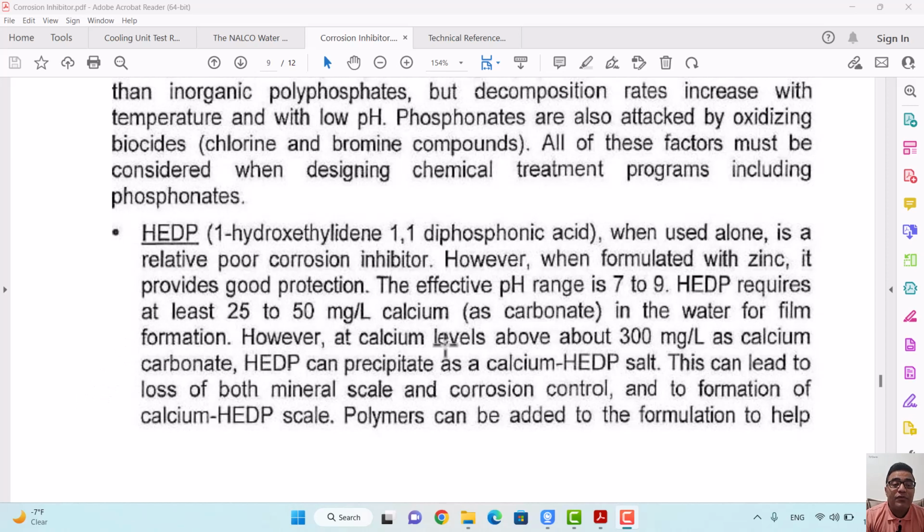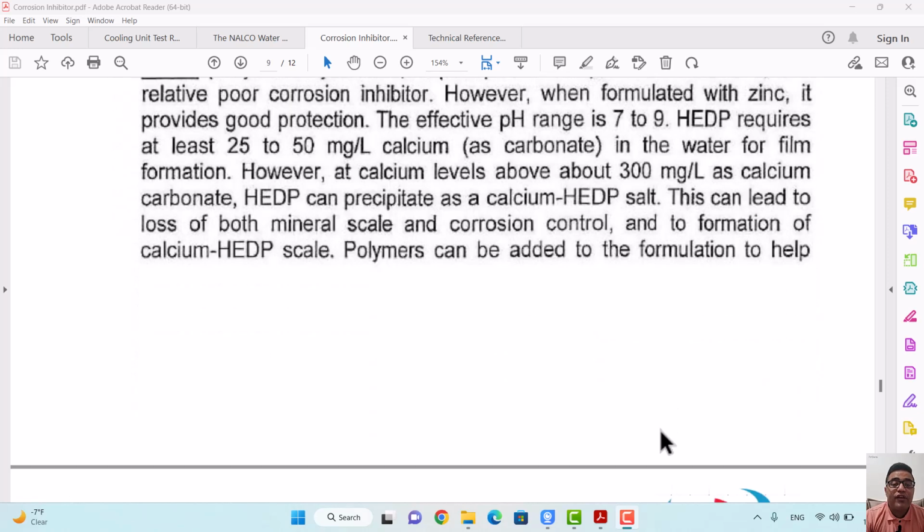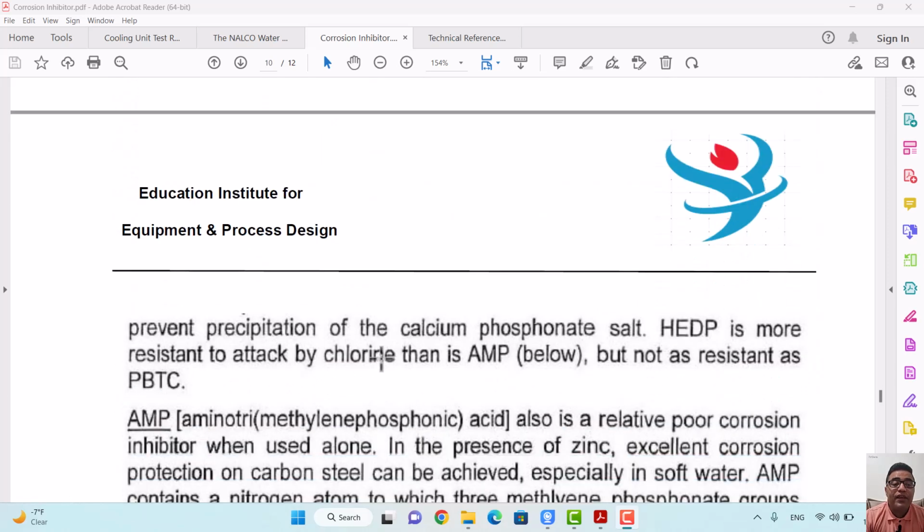However, at calcium levels above about 300 ppm as calcium carbonate, HEDP can precipitate as a calcium HEDP salt. This can lead to loss of both mineral scale and corrosion control, and to formation of calcium HEDP scale. Polymers can be added to the formulation to help prevent precipitation of calcium phosphonate salt. HEDP is more resistant to attack by chlorine than is AMP, but not as resistant as PBTC.